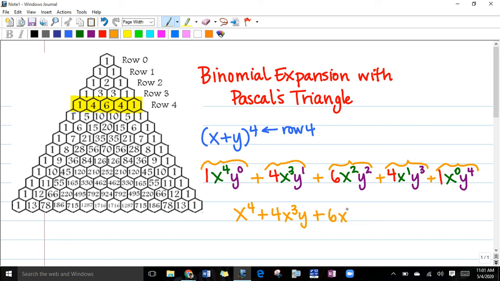So I'm just going to write it as 6x squared y squared. Fourth term, I'm going to keep the 4 and make it just 4xy cubed. And then in the last term, again, I don't need the 1. x to the 0 is just 1, so I can write that as y to the 4th. And there we've used Pascal's triangle to get our coefficients, and then patterns for the x's and the y's, and we have expanded x plus y to the 4th.